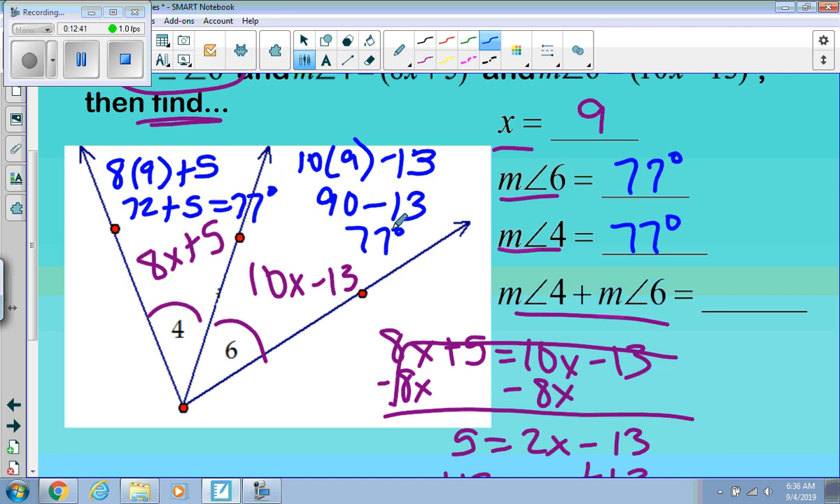And then we've got angle 4 plus angle 6, which gives us the whole angle. So that's going to be 77 plus 77, which gives us 154 degrees there. Okay. Again, these are adjacent and congruent angles.